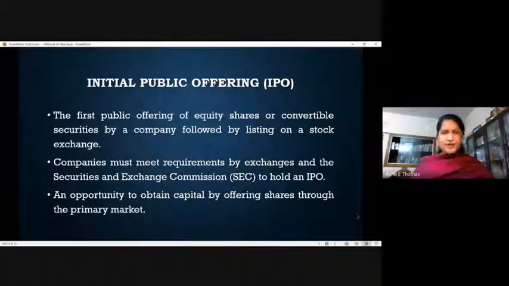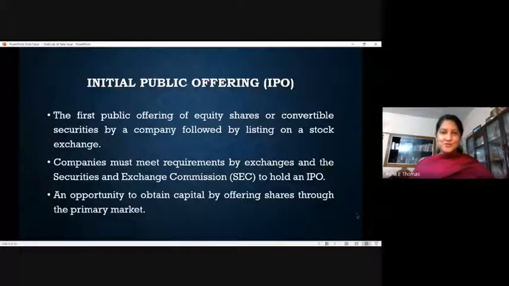And when the company is trying to bring the public offer for the first time, they have to satisfy the conditions laid down by SEBI regarding the public offering to go with an IPO. Broadly, this is an opportunity for the company to meet its financial requirements by collecting money from the public, by inviting investments from the public.